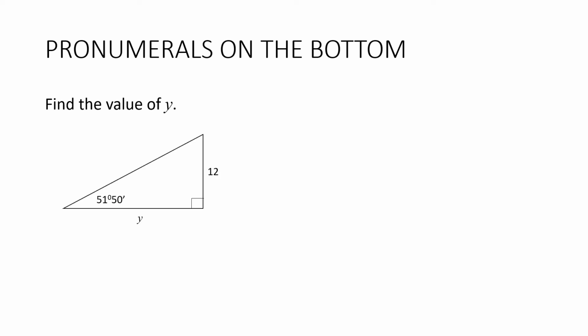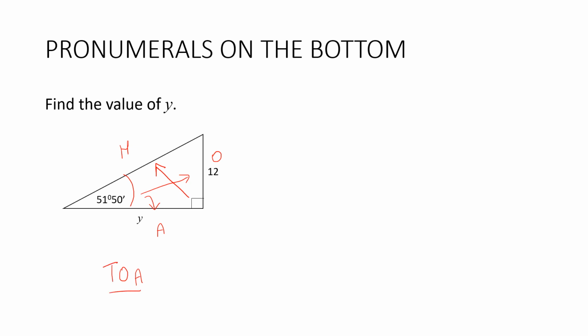Let's try one more. So find the value of y. So this time we've got degrees and minutes. Let's label the sides. Opposite the right angle is the hypotenuse. Locate the angle. Opposite the angle is the opposite side. Next to the angle is the adjacent side. So we've got O and A. Can you tell which ratio that is?